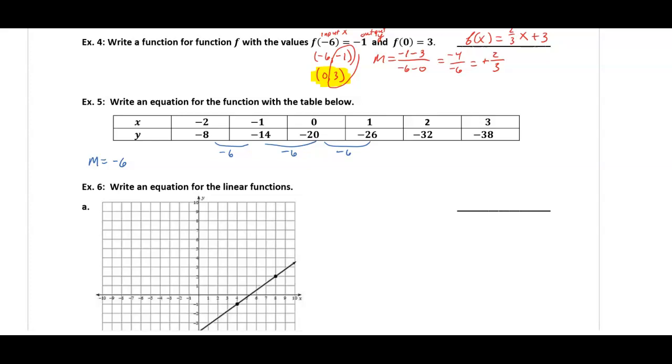How do I find my y-intercept from the table? I look for an x value of 0. So x is 0. What's my output y? Negative 20. So I know b is negative 20. And my equation would be y equals negative 6x minus 20.